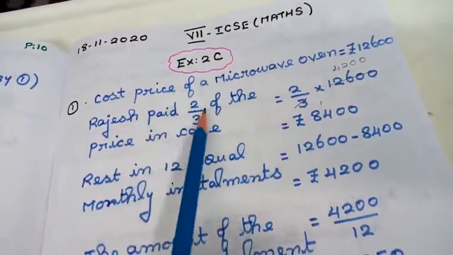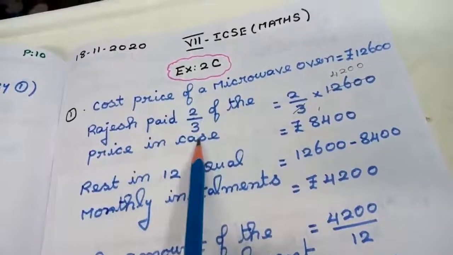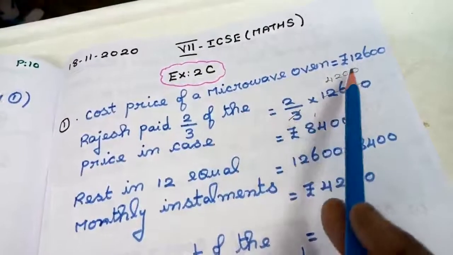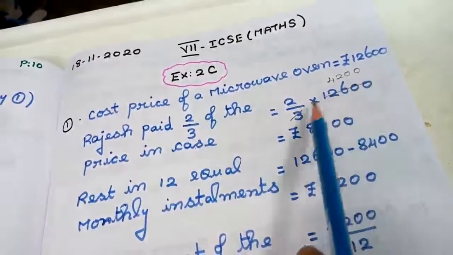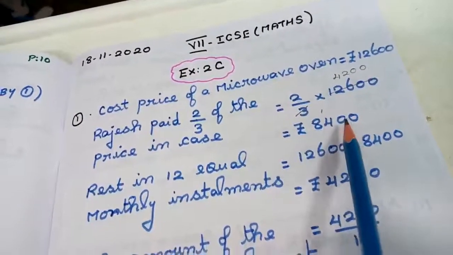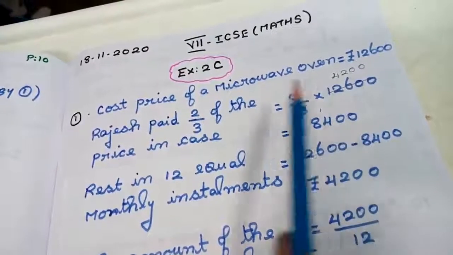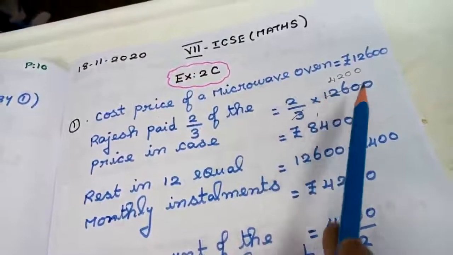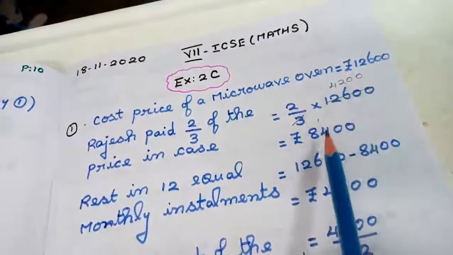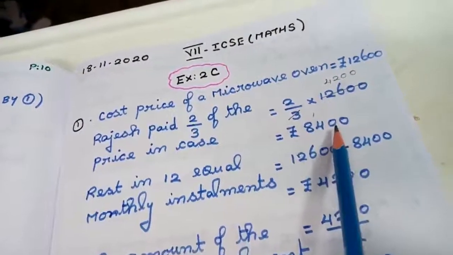Rajesh paid 2 by 3 of the price in cash. So 2 by 3 into the total amount, 12,600. If you calculate, you are getting 8,400. So while he is buying this microwave oven, out of 12,600, he is paying 8,400 in cash at that time.